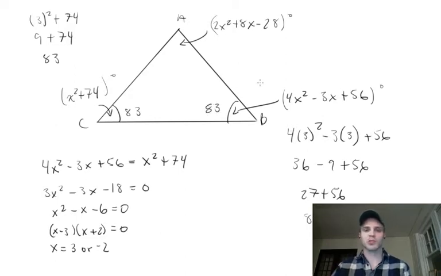The real check is going to be, the sum of 83 plus 83 is 166. And so there's 14 degrees unaccounted for. So this one should be 14. If everything goes correctly, that will be 14 degrees.